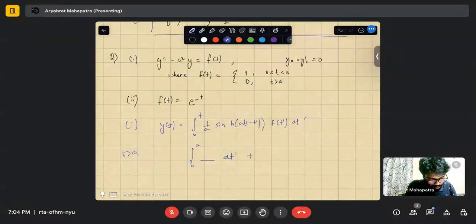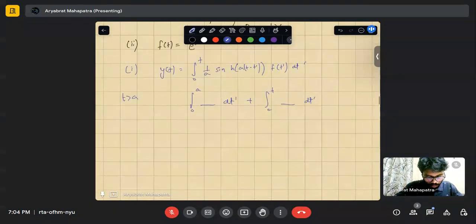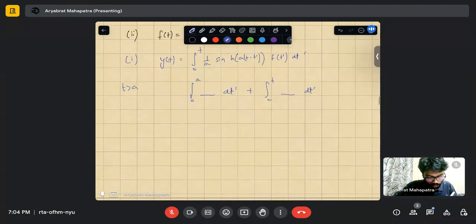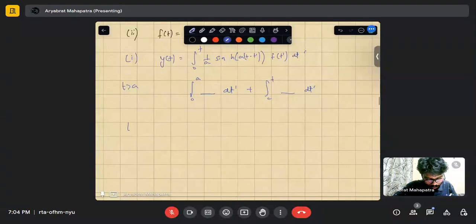This is from a to t, t prime, and when you solve this integral, you will find a form of y of t. After that, you have to do it for t less than a. For t less than a, there also you will do the integral for y of t.